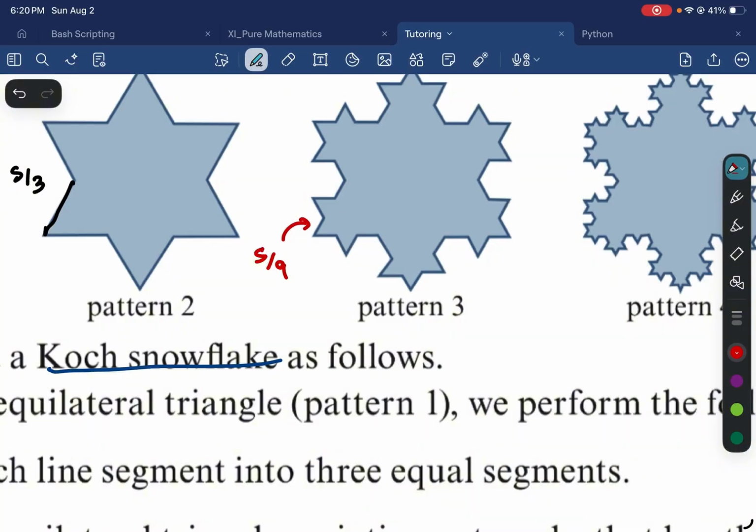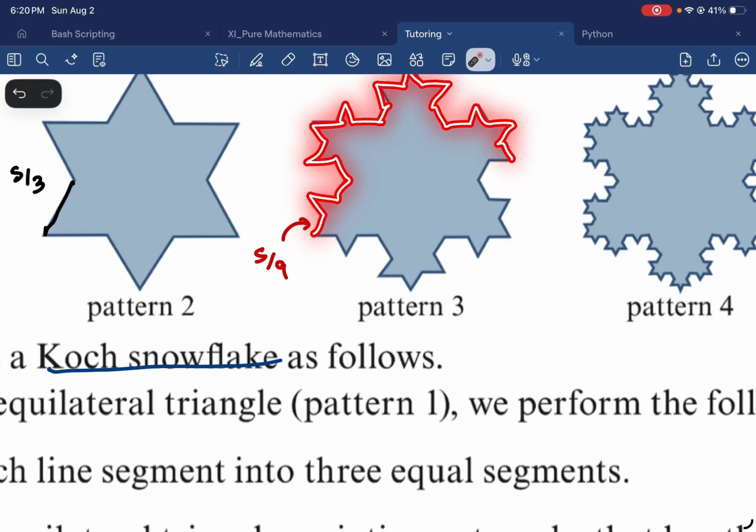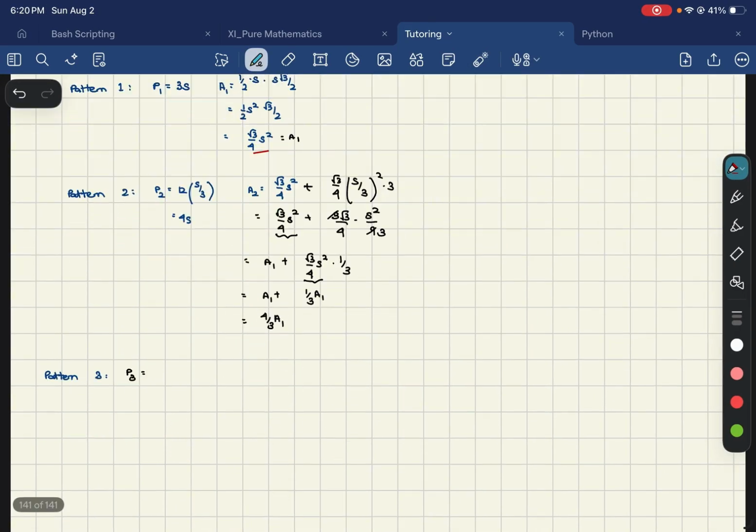All right. How many sides do we have? We have 1, 2, 3, 4, 5, 6, 7, 8, 9, 10, 11, 12, 13, 14, 15, 16, 17, 18, 19, 20, 21, 22, 23, 24, 25, 26, 27, 28, 29, 30, 31, 32, 33, 34, 35, 36, 37, 38, 39, 40, 41, 42, 43, 44, 45, 46, 47, 48, right? So we have 48 sides.